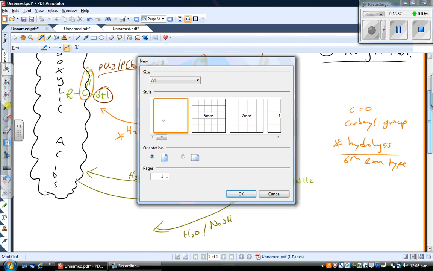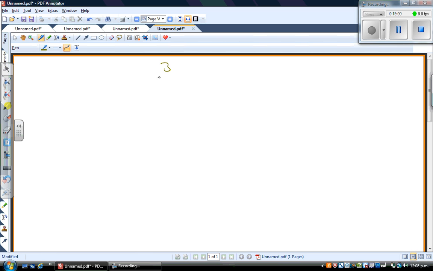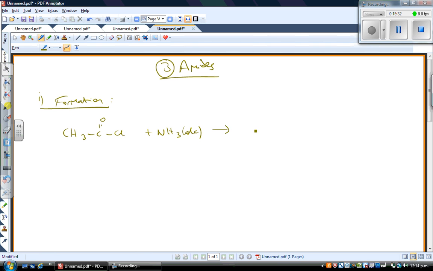So a separate one last tab for amides, number 3, the third family. So again, same format, we'll talk about formation, then we'll talk about any other relevant reactions, and then how you identify amides. So there are 3 main ways that amides can be formed. We had an acyl chloride reacting with ammonia, so let's look at that first. So if we have ethanoyl chloride plus ammonia, alcoholic, we will form the amide ethanamide.